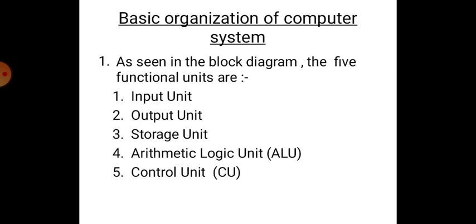So the basic organization of computer system, as seen in the block diagram, has 5 functional units. They are input unit, output unit, storage unit, arithmetic logic unit, in short called ALU, and fifth is control unit, in short called CU. We will study all these units one by one.